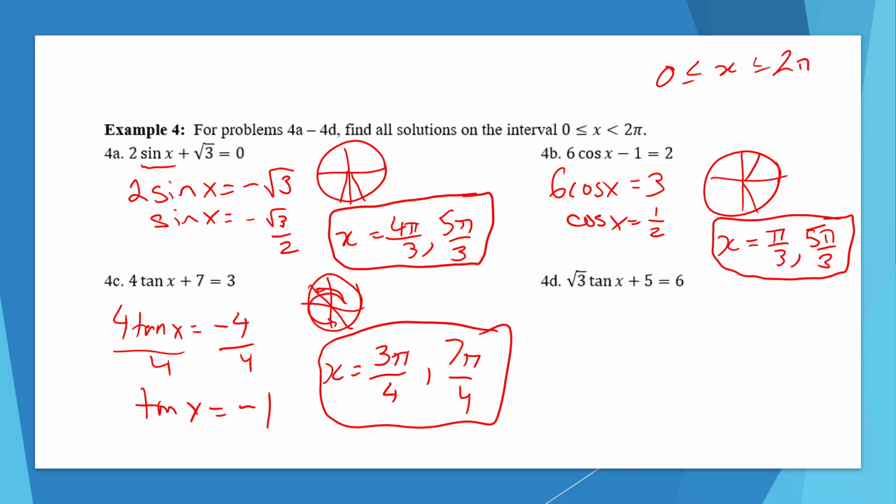For 4d, we're going to subtract 5 from both sides. So root 3 tan x equals 6 minus 5 is 1. Then divide by root 3.